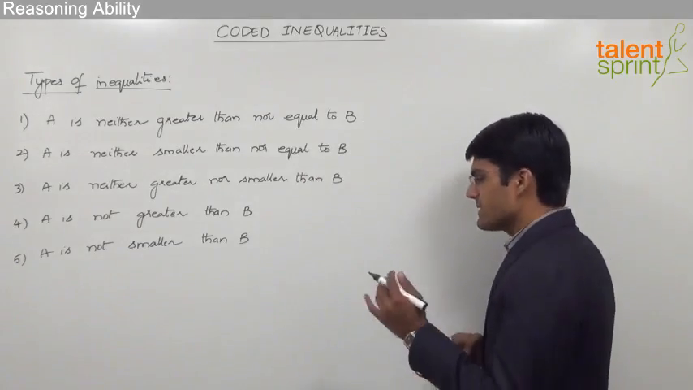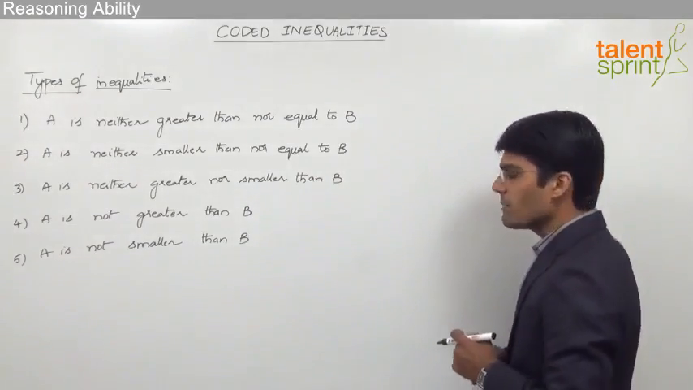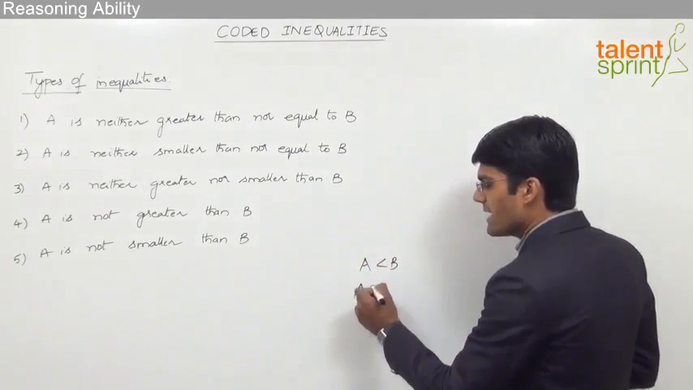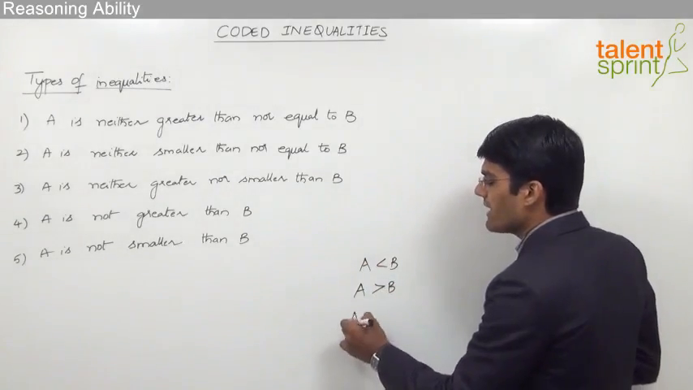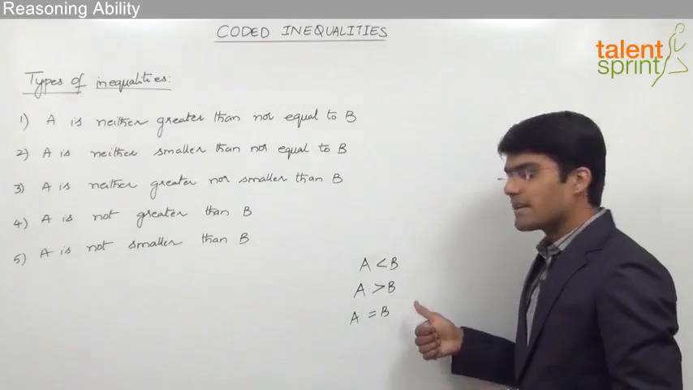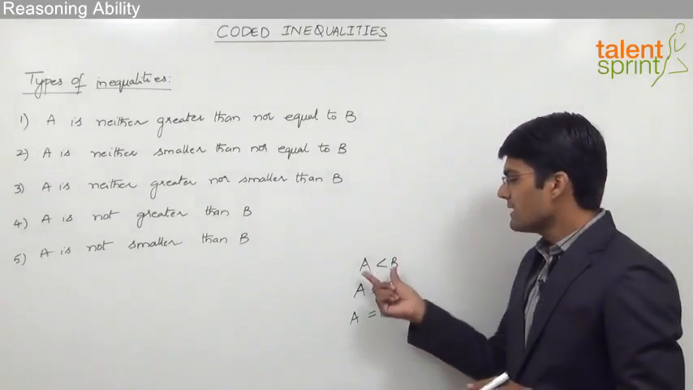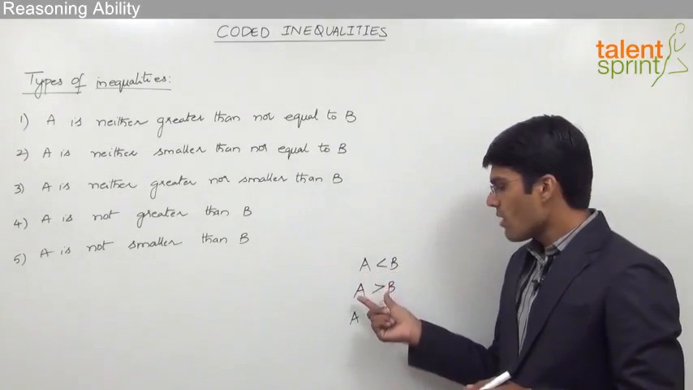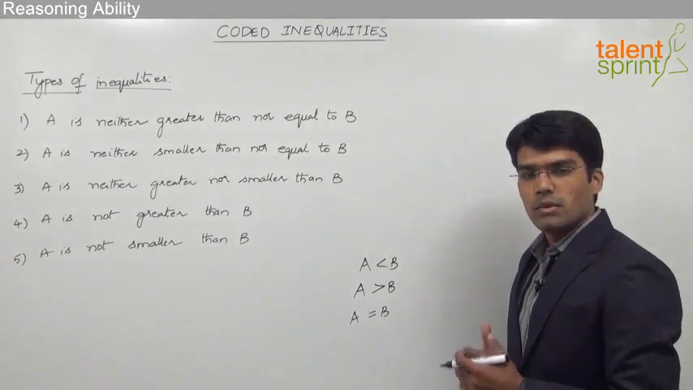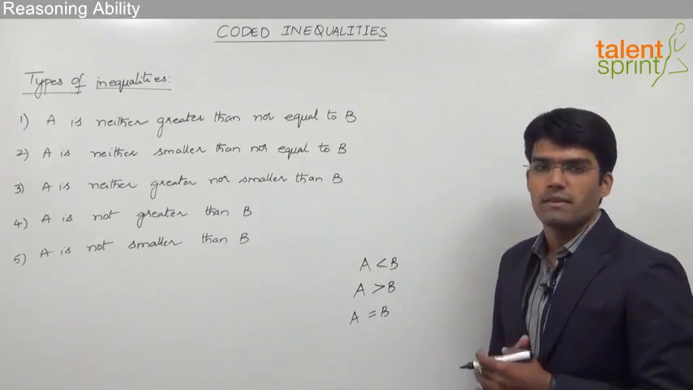Let's say we are comparing the two variables A and B. The conclusions which we can make out are A can be less than B, or A can be greater than B, or A can be equal to B. In general, these are the three basic comparisons which can be made from two variables: either one of them is less than the other, or greater than the other, or both of them are equal. Now with this knowledge, let us first understand the various types of inequalities that we have.